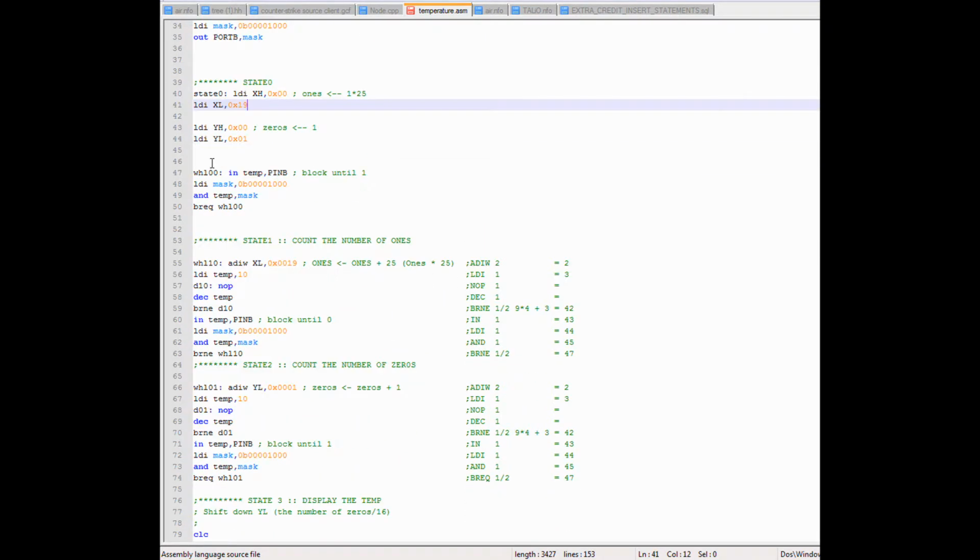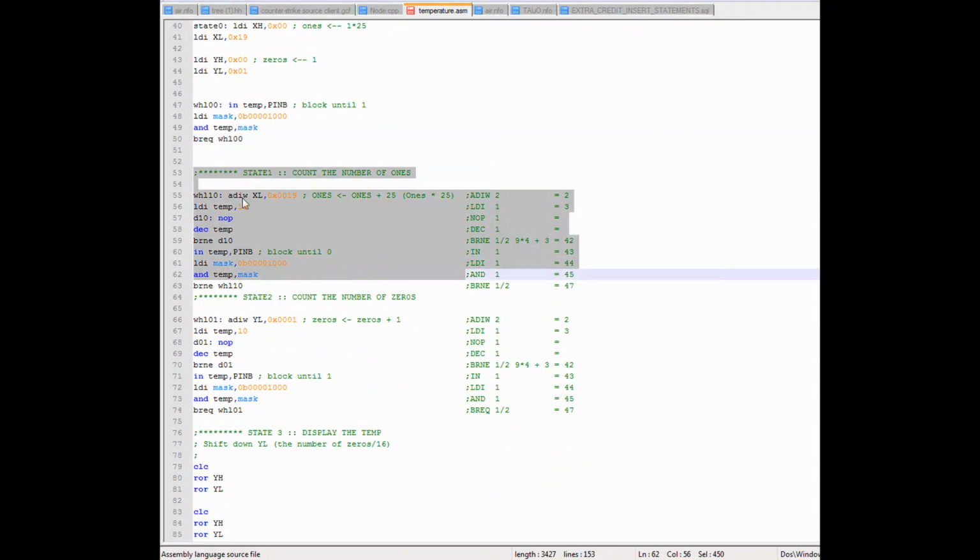So right here, it puts the value of the pin into temp, and this pin is getting information from the temperature sensor. Set mask equal to what the temperature sensor would be if it was getting a 0. You compare them with the AND, and if they're equal, you just branch back here. So basically what that does is it keeps branching while the temperature sensor is spitting out 0s, and then once it starts putting out 1s, it jumps down to state 1 and starts counting.